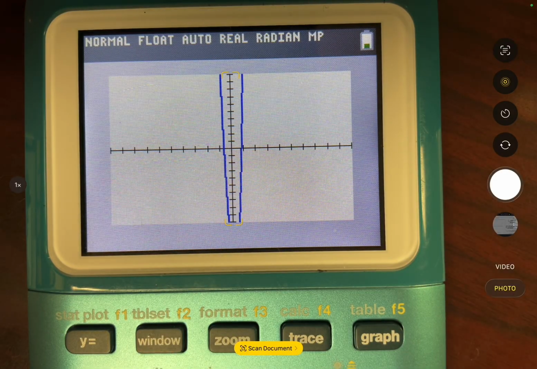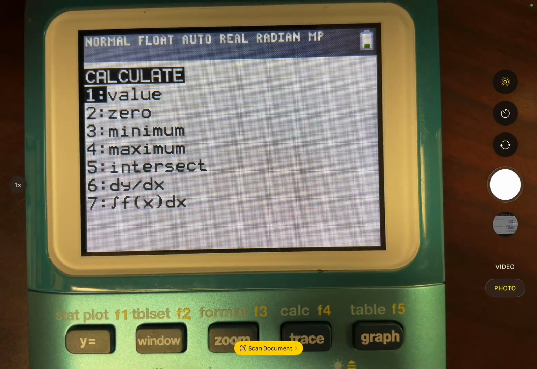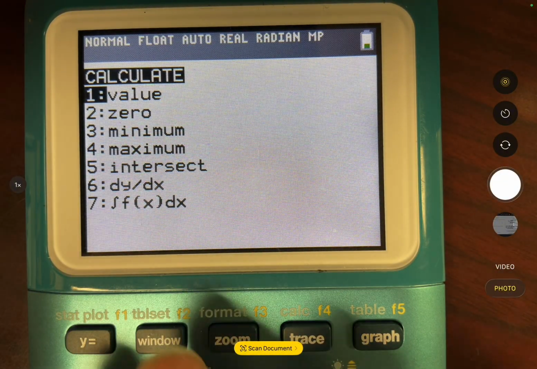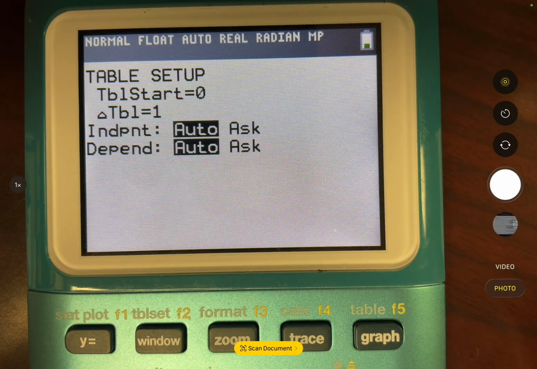Now, these two represent your x-intercepts, correct? Yeah. Now, you can do second trace zero, or you can plug in your x-intercepts into second window, because you can plug in x values into second window. It doesn't work with y values, but it does work with x.